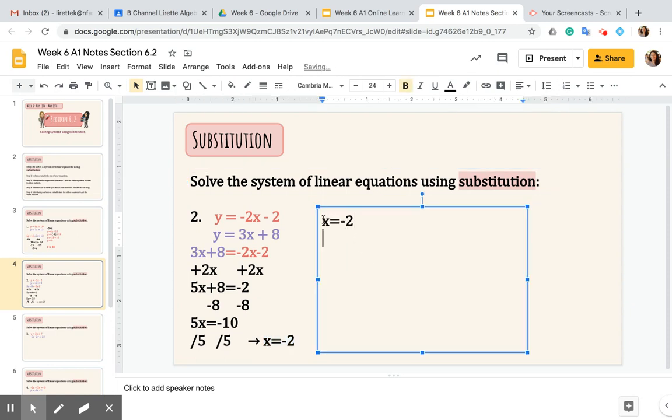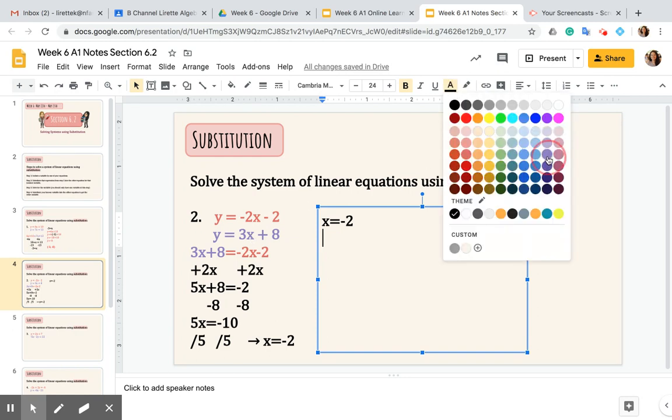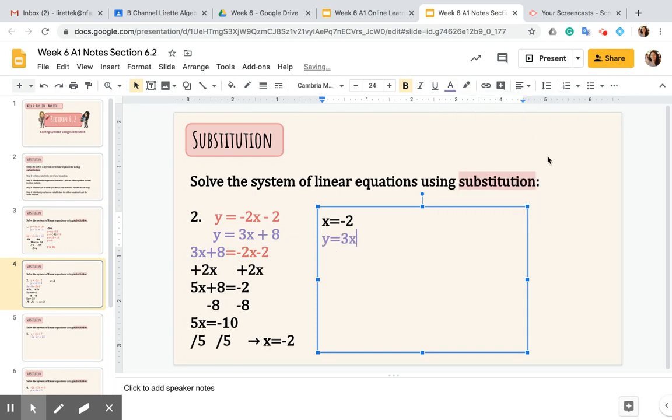and I can substitute -2 for either of these x's in either of these original equations. Again, it doesn't matter which one you do. I could use the purple equation if I want to. y equals 3x plus 8. And then in my next step, just replace that x with the number I got.